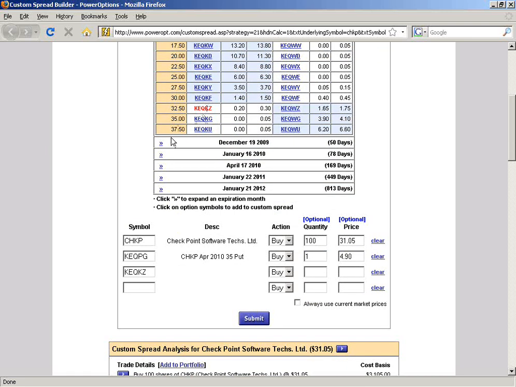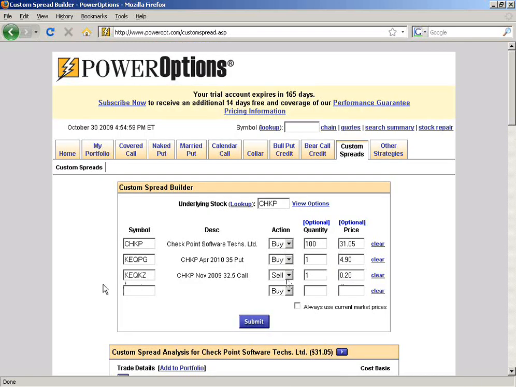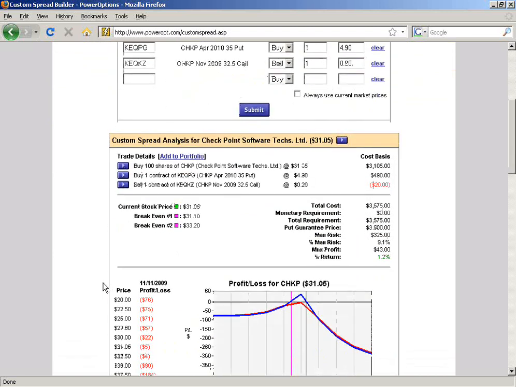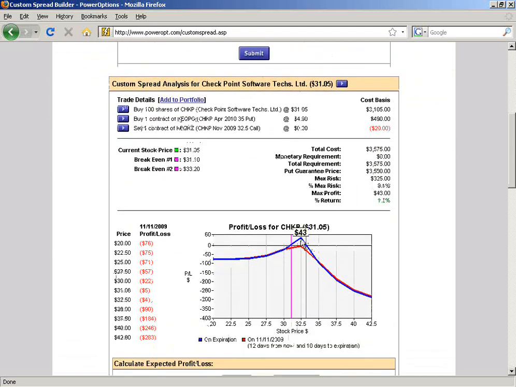Once I click that option, it's going to fill into the third block. I'm going to change my action to sell. I'm going to take the married put position and act as though I'm selling a call against it. This will create essentially a collar position. And I'm just going to hit submit, and that's going to grab the natural bid price of 20 cents here. Okay? And this is typically what we would see with this type of collar.